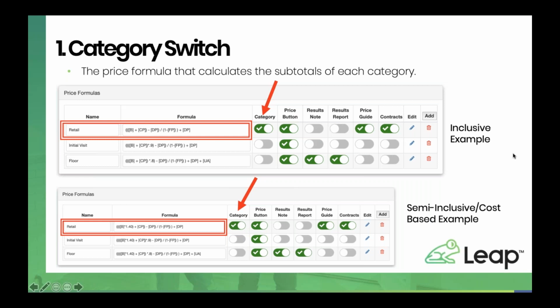Because of this, there are a few different ways you can play around with price formulas, the actual formula itself, and then we also have some switches that we're going to talk about today that will affect where your formula is filtered to in the application. So on this page, I do have 2 examples of how your price formulas should look when you're using inclusive pricing versus when you're going to do the semi-inclusive and cost-based examples.